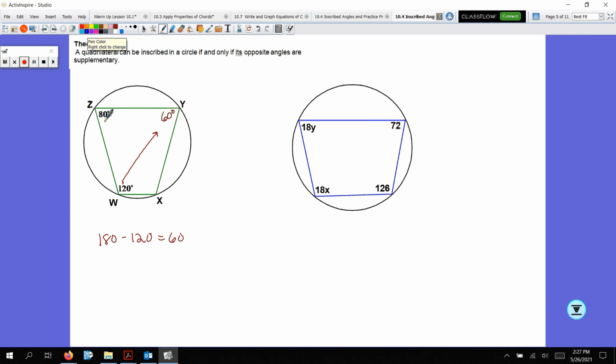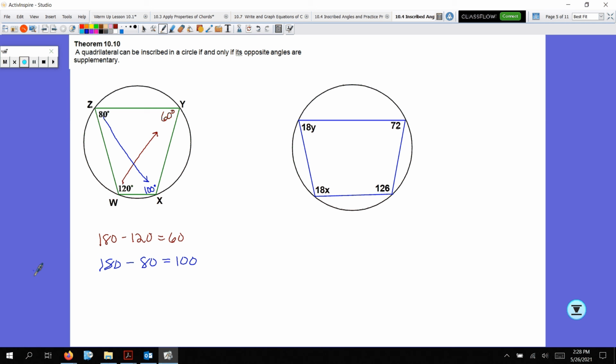When I go the other way, I have 80 here. 80 and this angle here at x must be 180. They must be supplementary. So 180 minus 80 gives me 100. So this is 100 degrees here.